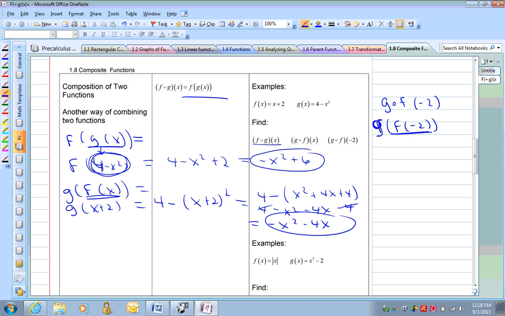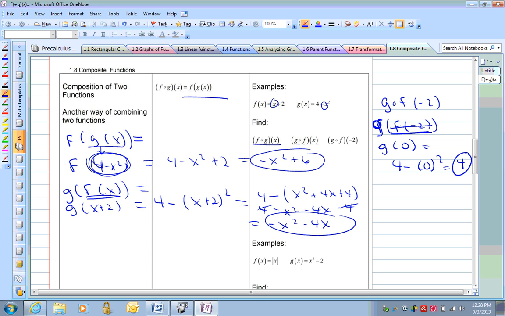This time you're going to plug a negative 2 into the f function, so negative 2 right there. Well, a negative 2 plus a 2 is going to give you a 0. So this whole thing will now become g of 0. And you're going to put a 0 in for that x. You would have 4 minus 0 squared, which is just going to be 4. And that would be your answer.